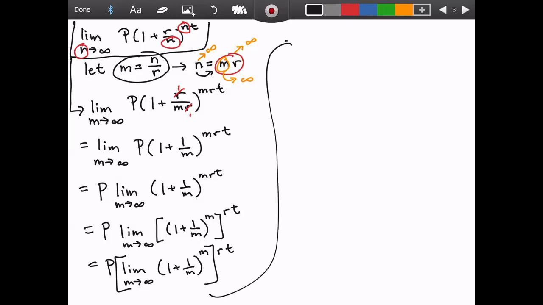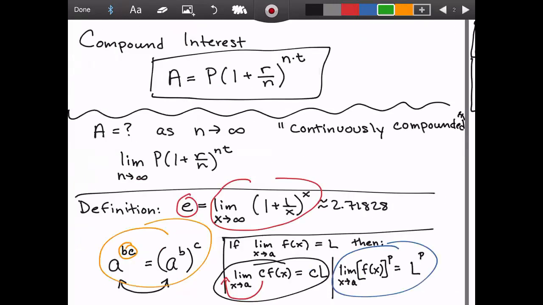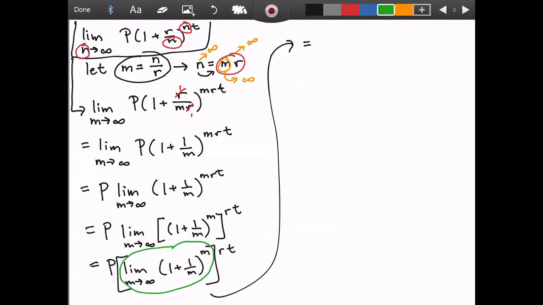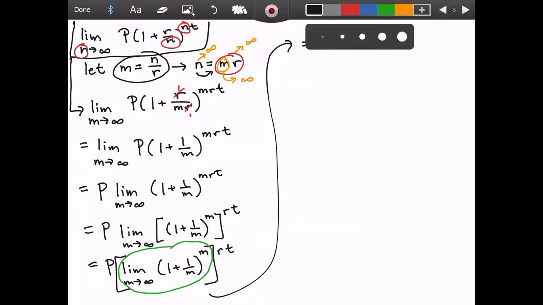Okay, last step. This, hopefully you recognize. The limit as m approaches infinity of 1 plus 1 over m raised to the m. I'm using m instead of x, but that is exactly our definition of E. It's the limit as x approaches infinity of 1 plus 1 over x to the x. Same thing. So we can rewrite this as P times, again, all of this is really just E, and that E is being raised to the RT. Whew. Okay, so that's our conclusion.